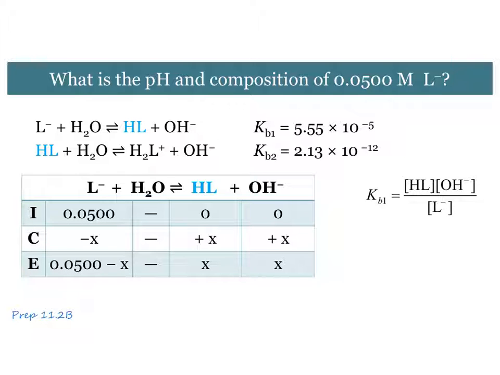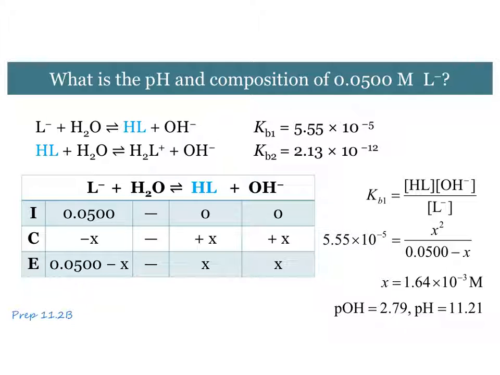Since L- is the fully deprotonated form of our amino acid, we need to recognize that L- is the most basic form of the amino acid, and we'll use the value of Kb1 to solve for the equilibrium concentrations. We'll tackle the addition of the second proton in a separate ice table. For now, I've filled out our first ice table and used the law of mass action to write the equilibrium expression.